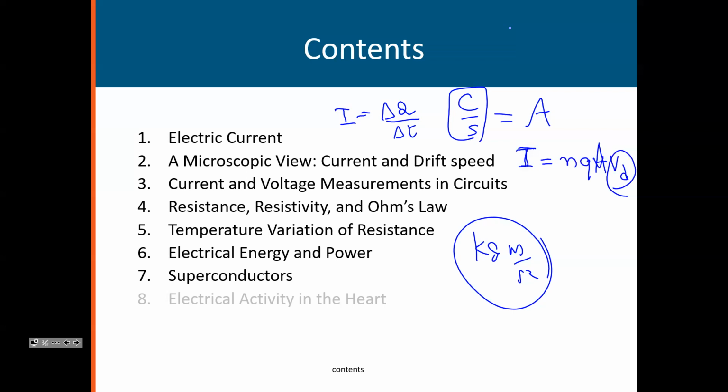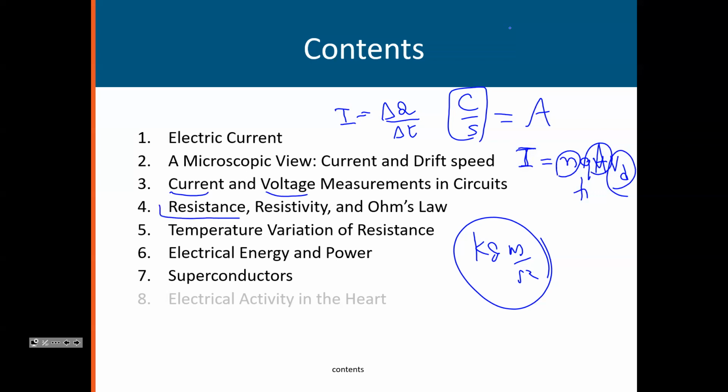Where I is the current and Vd is the drift speed of the charge carrier, you should know what the others stand for. This is the density of the charge carriers, this is the cross-sectional area through which the charges are flowing, and this Q is the charge of one charge carrier. For example, if the charge carrier is an electron, Q is the charge of one electron.